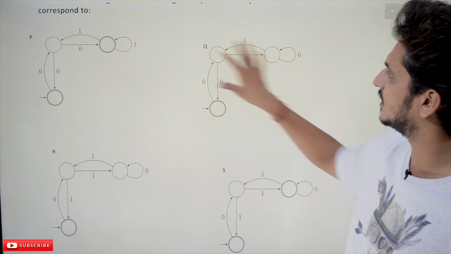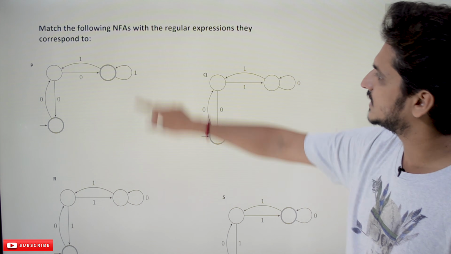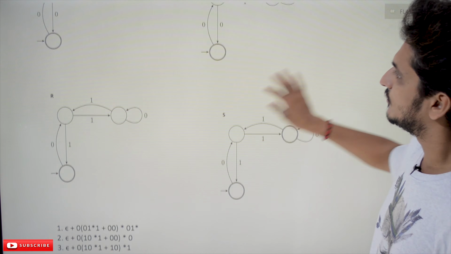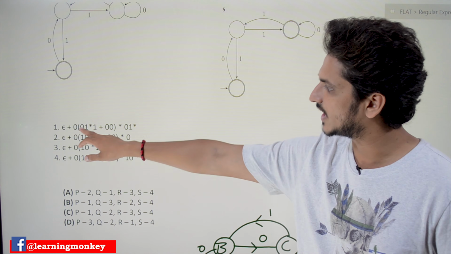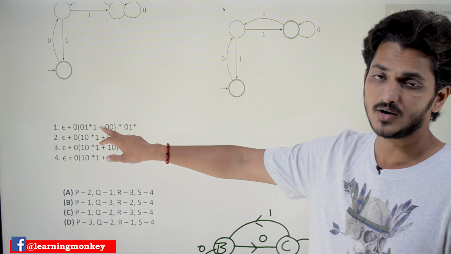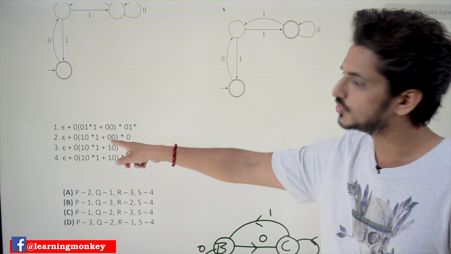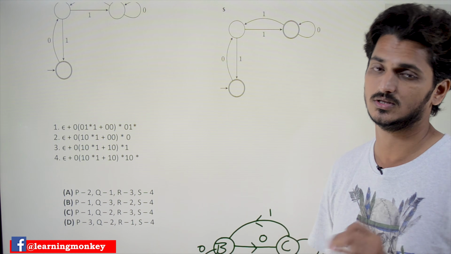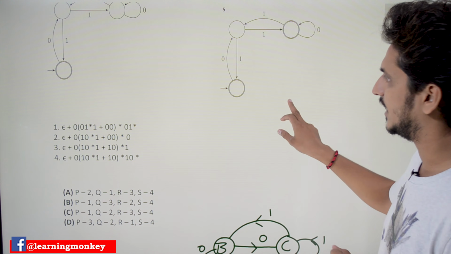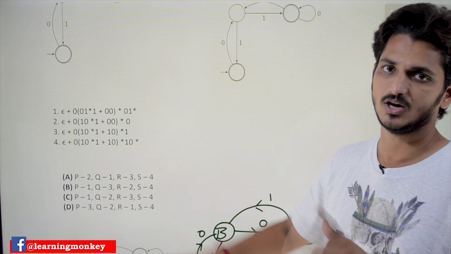These are the four NFAs. For these NFAs, they have given four outputs, which are the expressions they have provided. We have to match the following: P belongs to one expression, Q belongs to two expression, and like that the matching has been provided. Out of these, which one is the answer? That is what we have to find, the matching output.